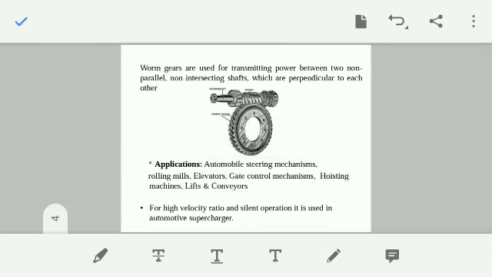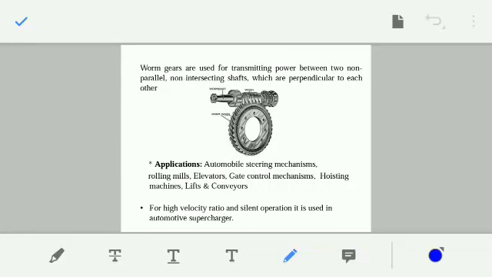Now here you can see this is the axis of the tooth gear, the worm wheel, and this is the axis of the threaded shaft. So both the axes are neither parallel nor intersecting, but they are perpendicular to each other. So worm gears are used for transmitting power between two non-parallel, non-intersecting shafts which are perpendicular to each other. As we go back to spur, helical or bevel, spur and helical gears have parallel axes and bevel gear has intersecting axes.